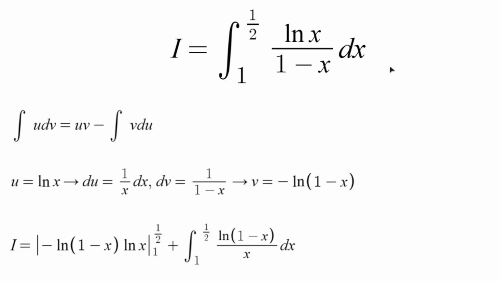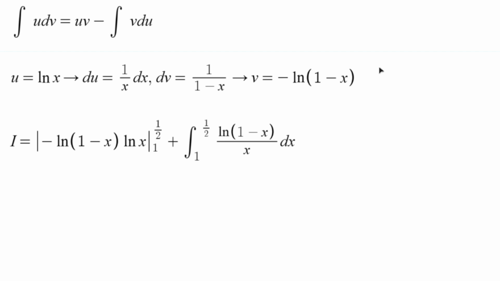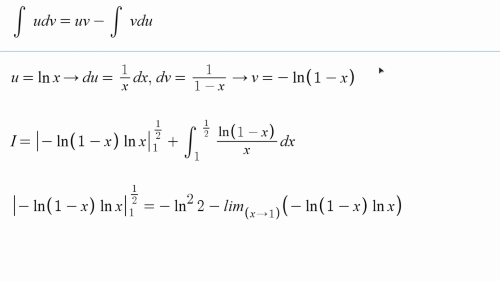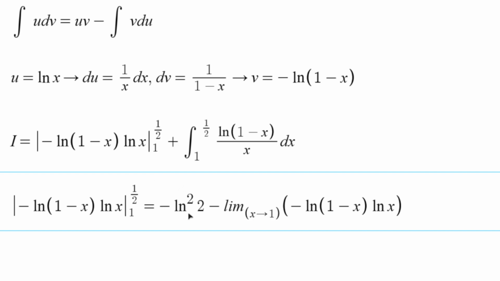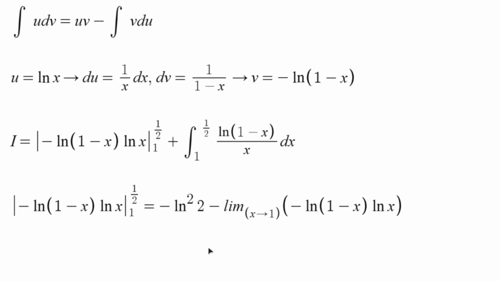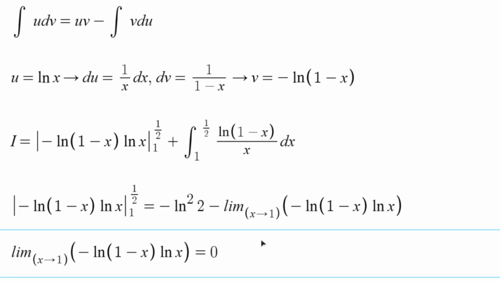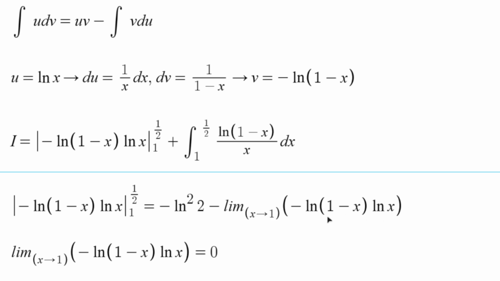Okay, so next we have to take care of this thing right here. Well, that's going to equal, plugging in 1/2 is no problem. That's just going to give you negative natural log squared 2. That's easy enough to figure out. But this part right here might be a little bit more difficult. You can use L'Hopital's rule on that and take the limit as x goes to 1, and you will find that that limit goes to 0.